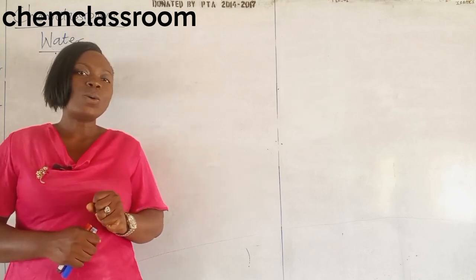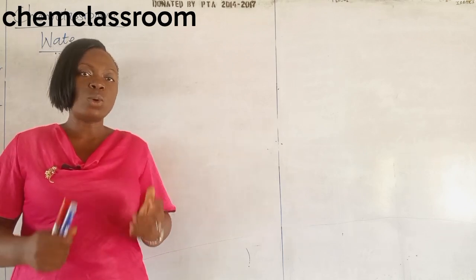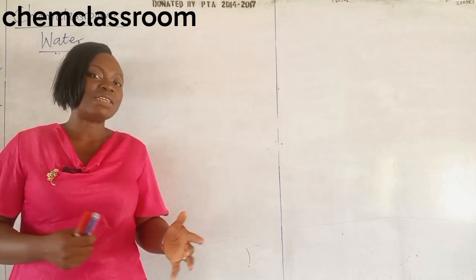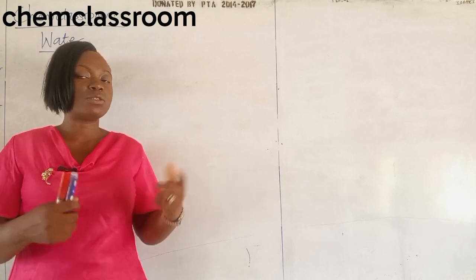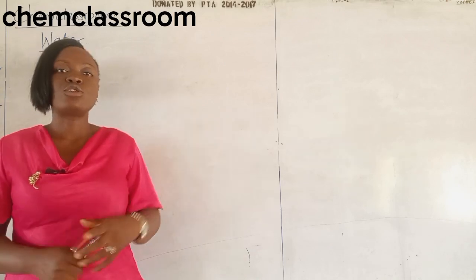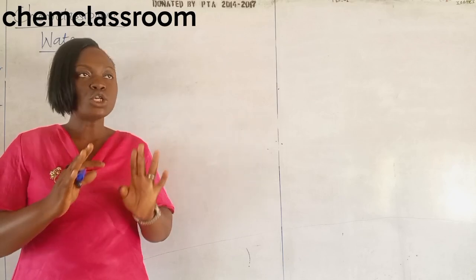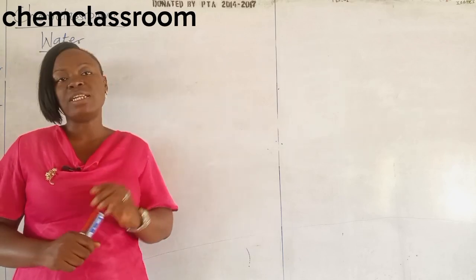Okay, now it's also neutral to litmus paper. We know that with litmus paper, acid turns the blue litmus paper red, and a base turns the red litmus paper blue. So in the case of water, it is neutral. It doesn't have any color change, either when you test with the blue litmus paper or the red litmus paper.